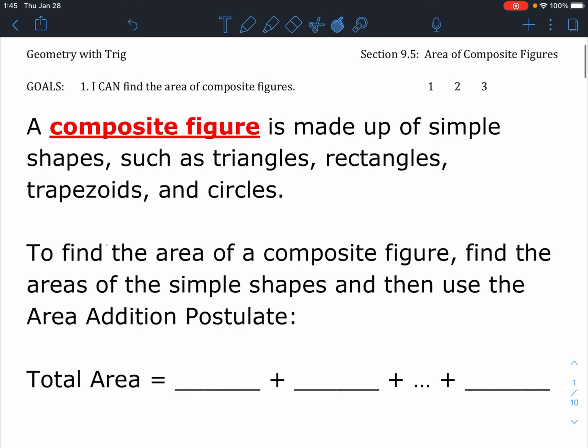area addition postulate. So to find the total area, what we're going to do is take the area of one shape plus the area of another shape plus the area of all the shapes we need, until we have all the shapes accounted for, and add those together to get the total area. Okay, instead of adding, you might also be doing some subtracting in this lesson. If we have one big shape with a smaller shape cut out of it, that will indicate that we need to do some subtraction of areas.